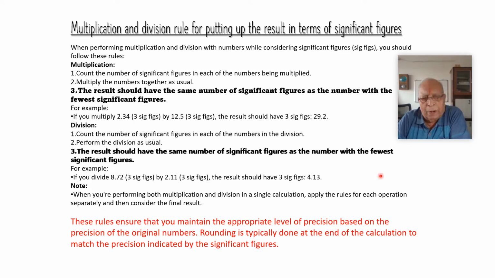Similarly, in subtraction, also the same principle is followed. These rules ensure that you maintain an appropriate level of precision based on the precision of the original numbers. Why do we care for the number of significant figures? It simply indicates the level of precision. We want our report to maintain the maximum level of precision. Rounding, of course, can be done, as I've already told you, if the precision indicated is matched by the significant figures.